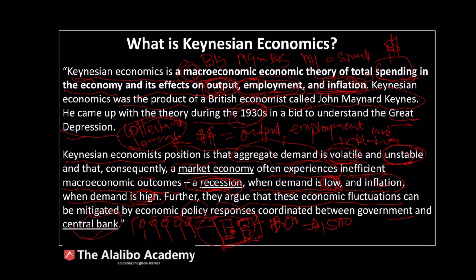Once again, it's important to understand that Keynesian economists' position is that aggregate demand is volatile and unstable, and that consequently leads to a market economy often experiencing inefficient macroeconomic outcomes, which lead to recession when demand is low and inflation when demand is high. And then they argue, however, that these economic fluctuations can be addressed by economic policies that are coordinated between government and the central bank. That's Keynesian economics.